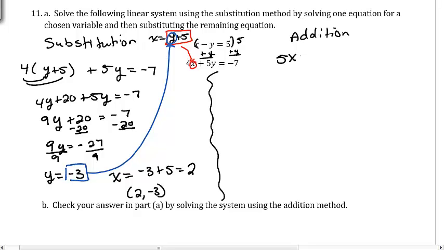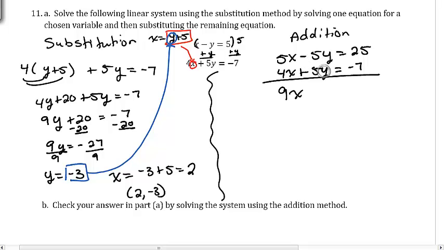So we'll have 5x minus 5y equals 25. That's multiplying the first equation by 5. And then we're going to add that to 4x plus 5y equals negative 7. 5x plus 4x gives you 9x. And negative 5y plus 5y is nothing. And 25 minus 7 is 18. And then we're going to divide both sides by 9. It gives us x equals 2, which is exactly what we got before for x.